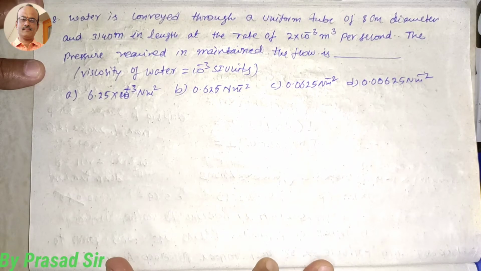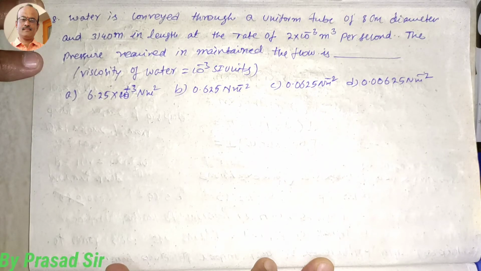Now the question number 48. Water is conveyed through a uniform tube of 8 cm diameter and 3140 meter in length at a rate of 2 into 10 to the power of minus 3 meter cube per second. The pressure required in maintaining the flow is how much? Viscosity of water is given 10 to the power of minus 3 SI unit.